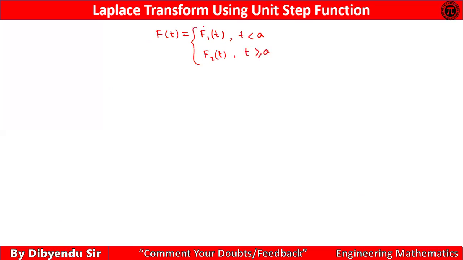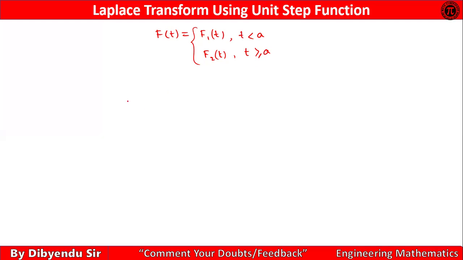This function is given. Obviously, this function is not a unit step function. Why? Because in a unit step function, the functional value is only 0 or 1. Clear? So first you have to convert this function using the unit step function. You have to convert this function F of t into linear form using unit step functions. How?